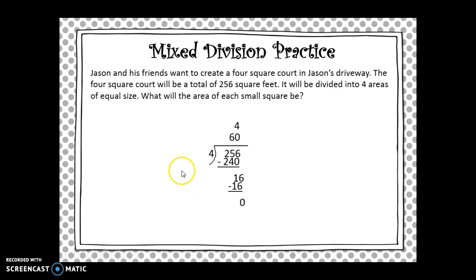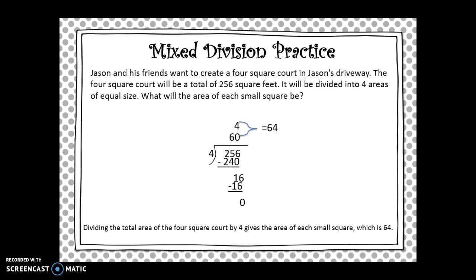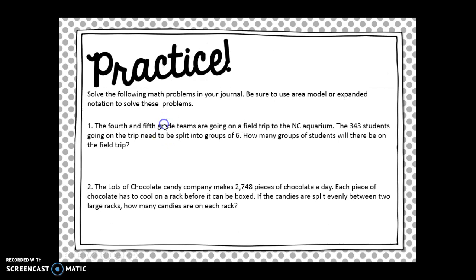So now I have to take my partial quotients and add them together to get my final quotient, which is 64. So the area of each of the small squares will be 64. Dividing the total area of the 4-square court by 4 gives the area of each small square, which is 64.